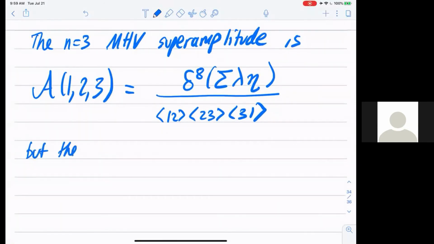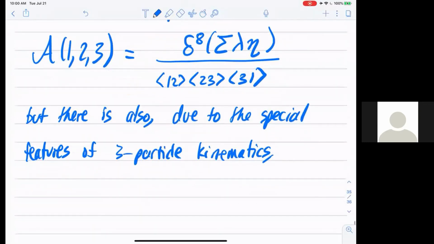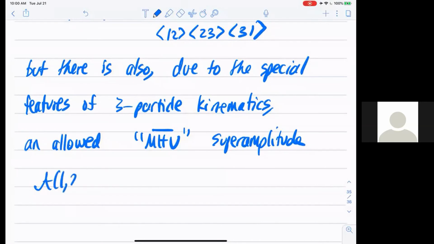But there is also, due to the special features of three particle kinematics, last time we saw that there are some unusual features of three particle massless kinematics, an allowed MHV bar super amplitude. And it takes the following form. It only has a four-dimensional fermionic delta function.